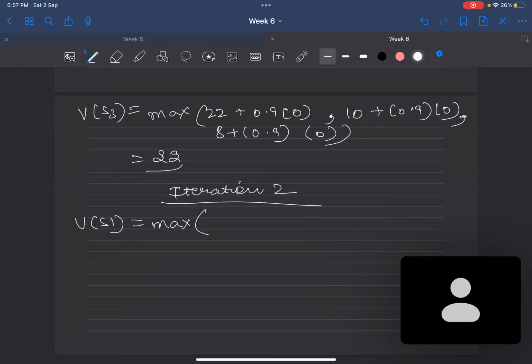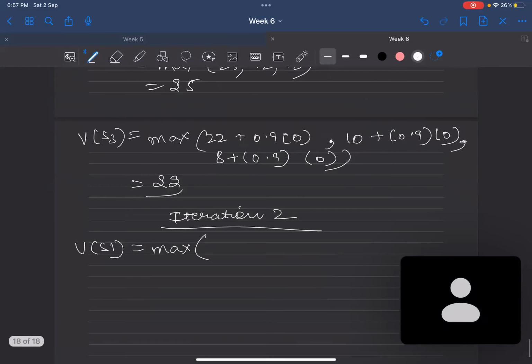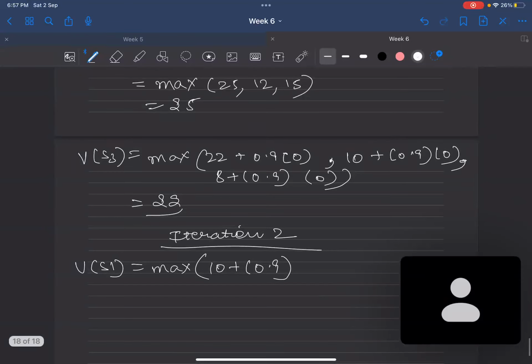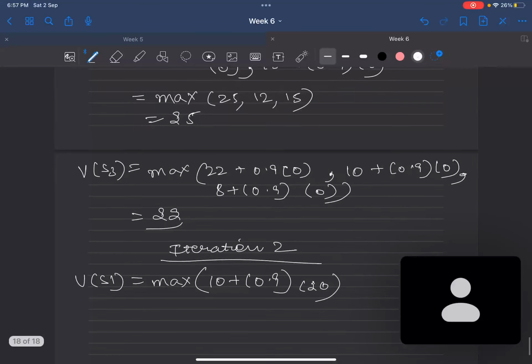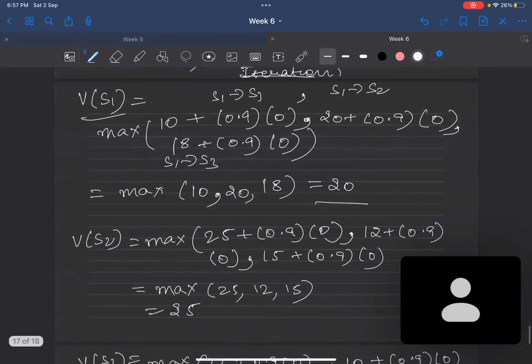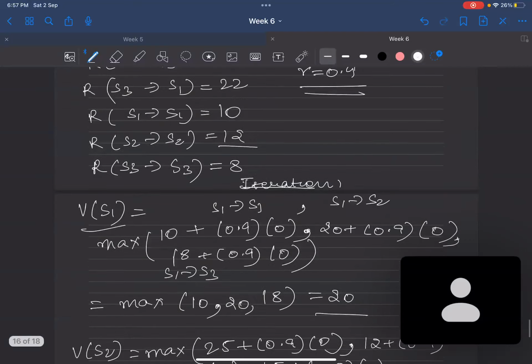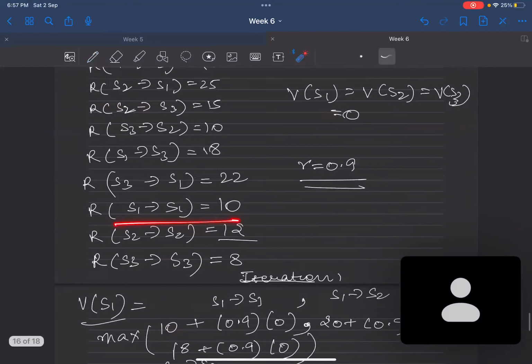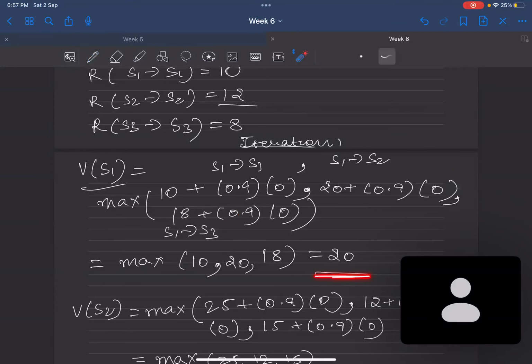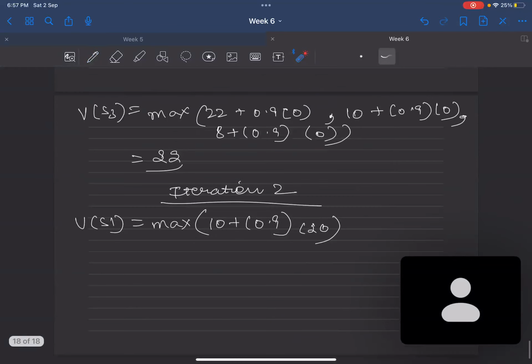VS1 is max of 10 plus 0.9 into 20. Now how 20? From S1 to S1, the reward is 10, so basically 10 plus gamma into V of S1, which is 20. That is why we are taking this 20.